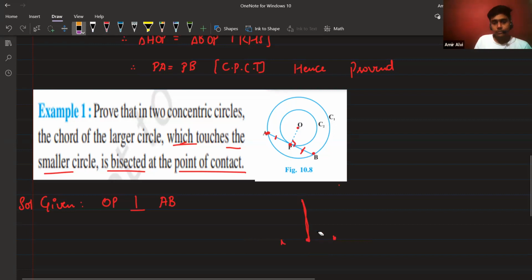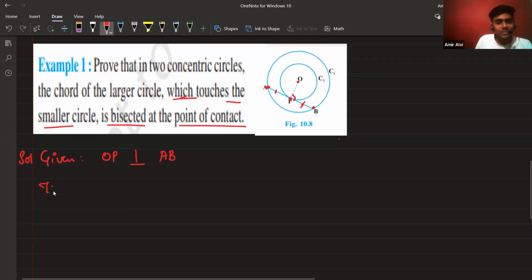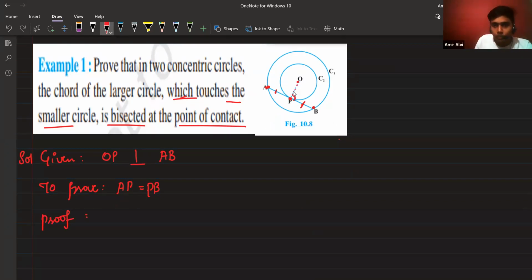AP and PB. Very good. Karishma is continuously giving the proper answers. So AP equals PB. Proof: now let's join OP.